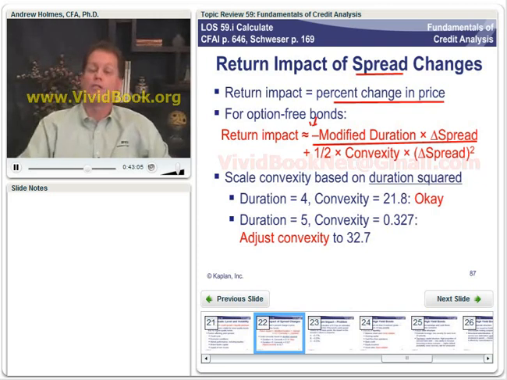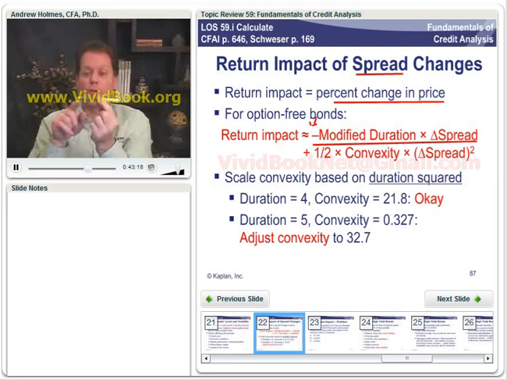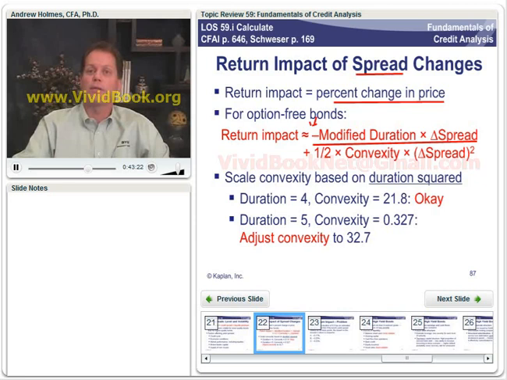So since duration is best defined as the approximate percentage price change for a 1 percentage point change in interest rates, what we see is that if interest rates are going up, then the value of the bond's going down. So the return impact here, that's where the negative is going to come from. So minus the modified duration times the yield spread. And then we're going to add to that a convexity correction.